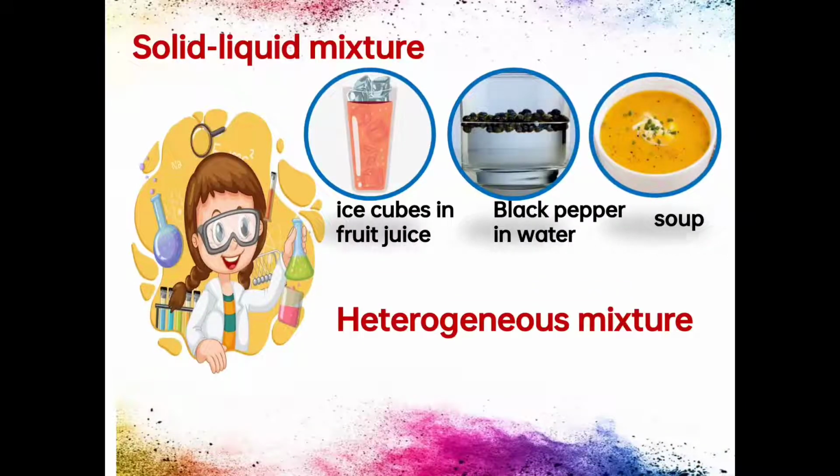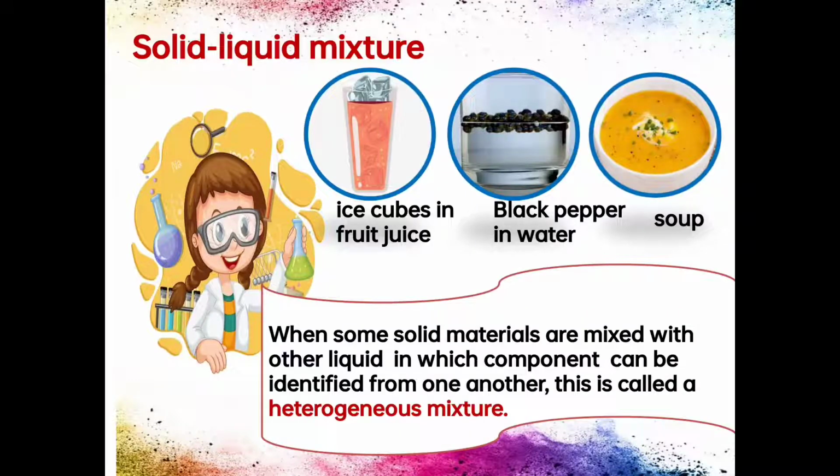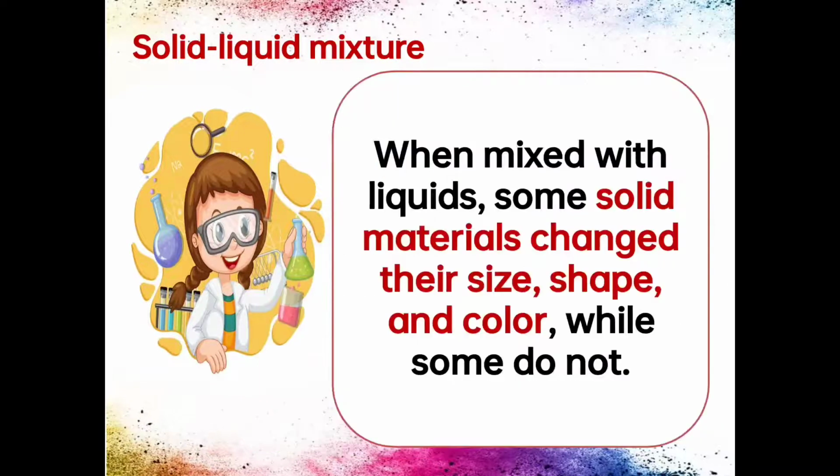These are examples of heterogeneous mixture when solid is mixed with liquid materials: ice cubes in fruit juice, black pepper in water, and soup. When some solid materials are mixed with liquid, in which components can be identified from one another, this is called a heterogeneous mixture. When mixed with liquid, some solid materials change their size, shape, and color, while some do not.